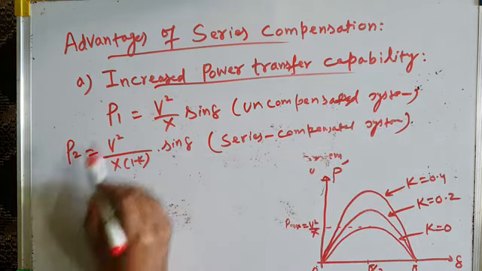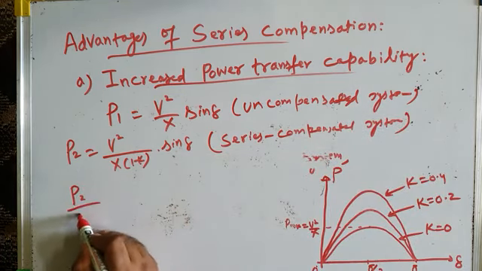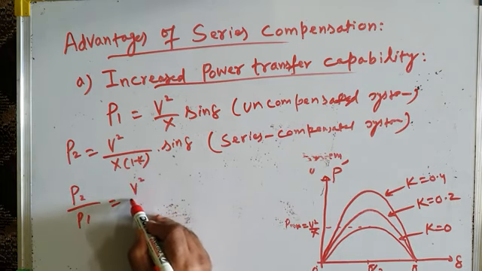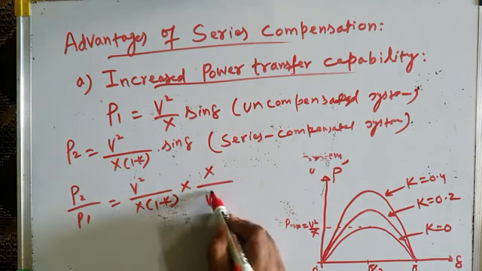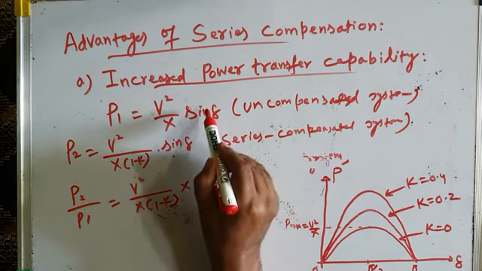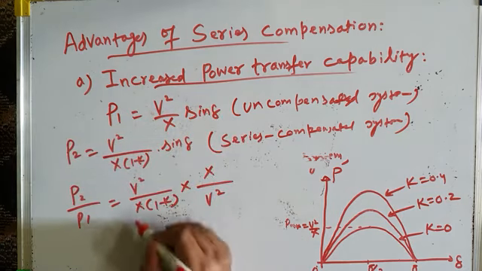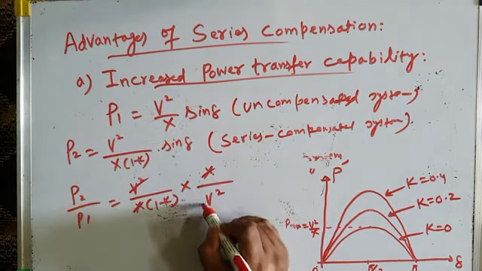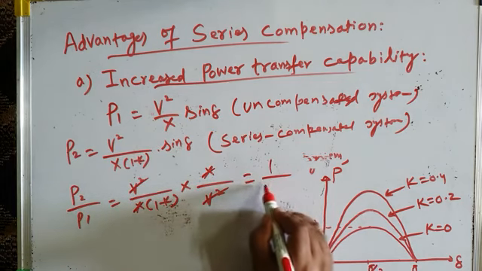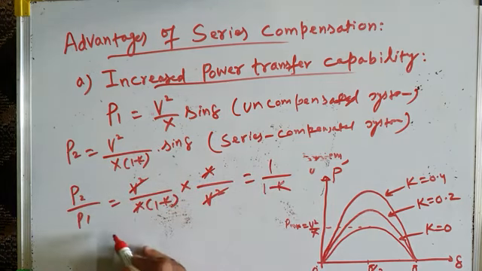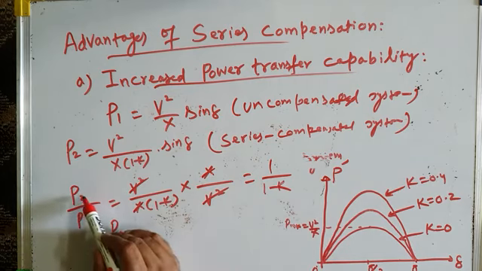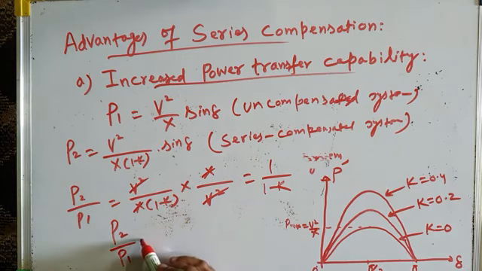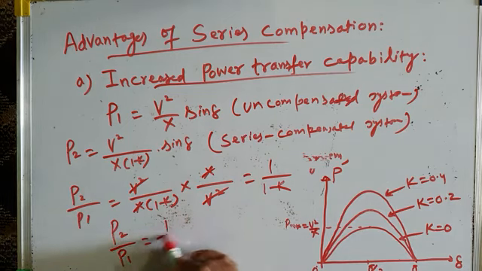Now if we find the ratio of the two powers, P2 by P1, it is equal to V square by X into (1 minus K) into X divided by V square, because sine delta is here and sine delta is here. When you divide the two, sine delta gets cancelled. This X cancels with this, V square cancels with this, so this comes out to be 1 by (1 minus K). This is a very interesting relation. The ratio of power transferred with series compensation to the power transferred without compensation, that is P2 by P1, is equal to 1 by (1 minus K).